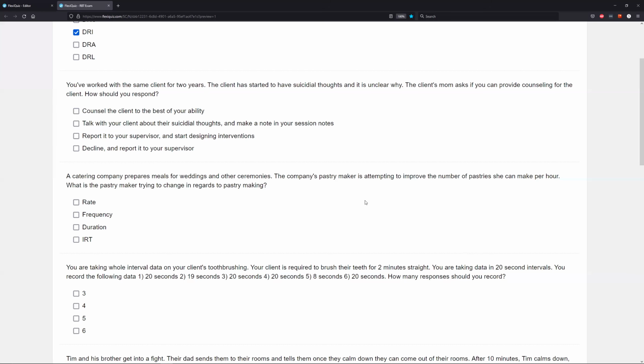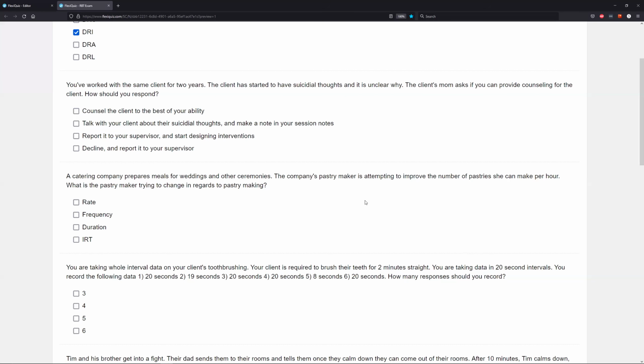So the client's mom here says, can you please provide counseling for my daughter or my son? How do you respond? A, counsel the client to the best of your ability. No, right? Unless for some reason you're trained in counseling, and even then, you would have to set up a different agreement. And you can't just jump into counseling for suicidal thoughts. It's a very serious thing, okay? There's not a lot of room for error here. So A is definitely not correct.